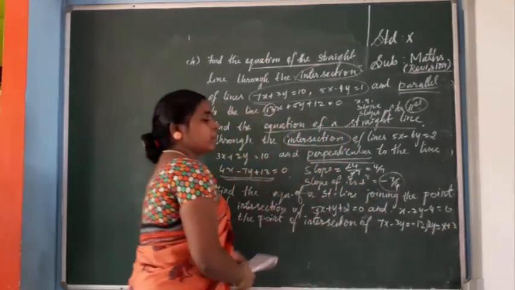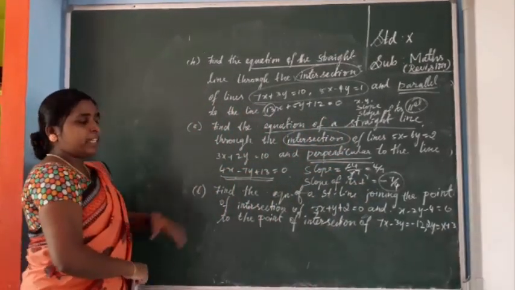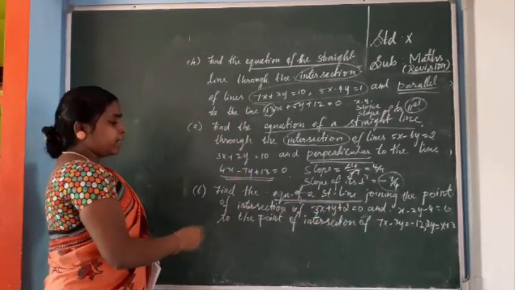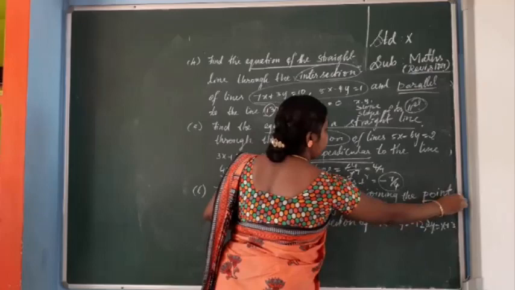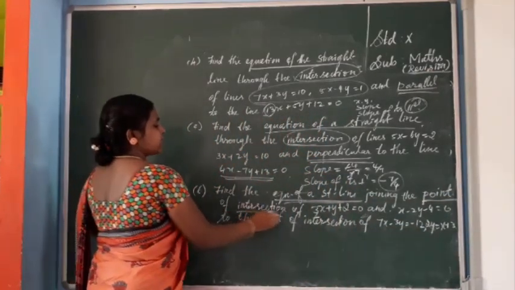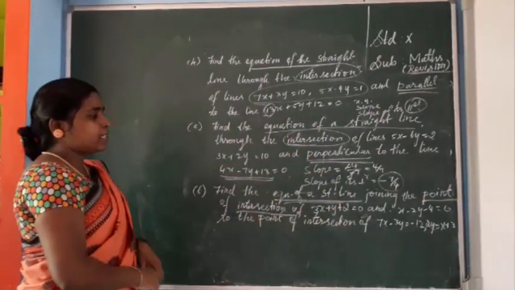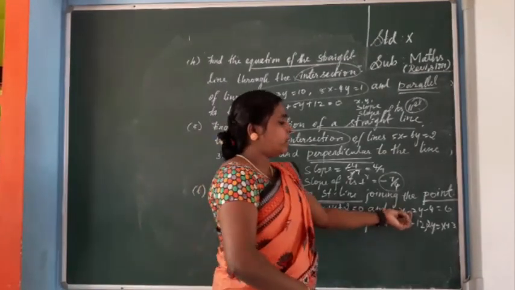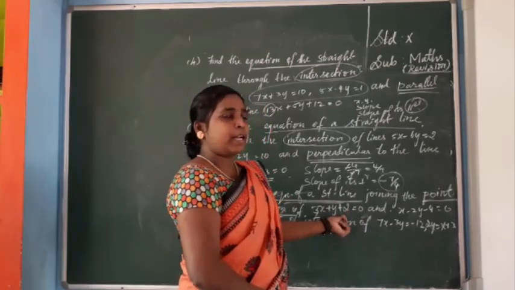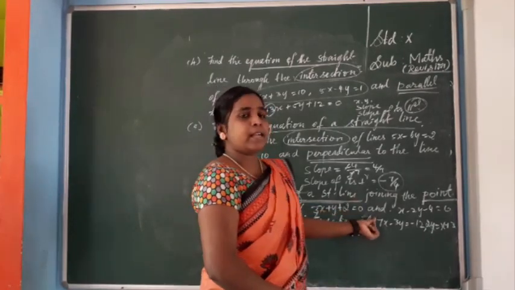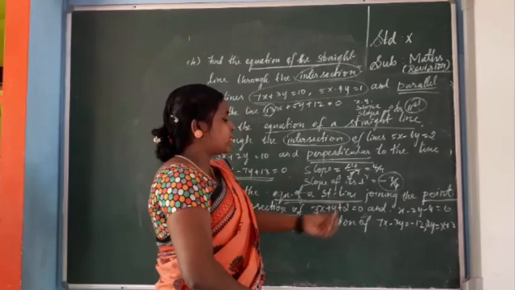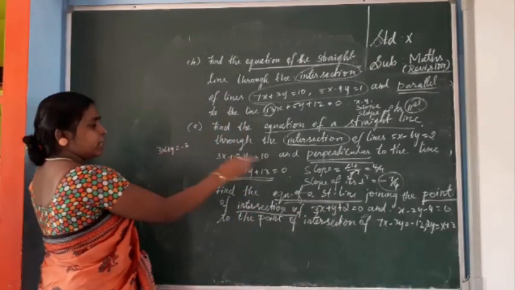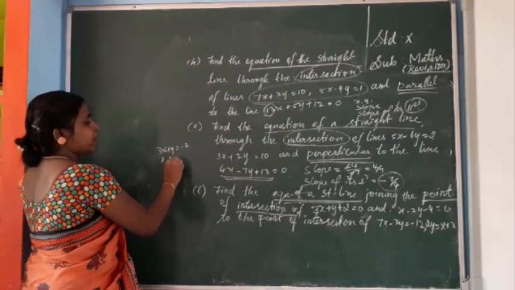Now you see the difference. Find the equation of a straight line joining the points of intersection. For the point of intersection, you have to solve both equations. The constant terms are on the left-hand side, so take them to the right-hand side and solve. So 3x plus y equals minus 2, and next, x minus 2y equals 4.